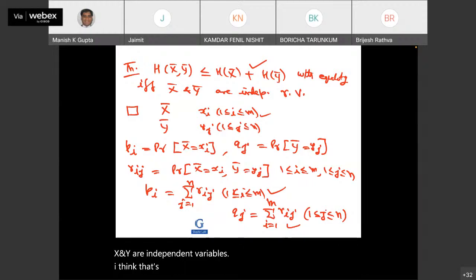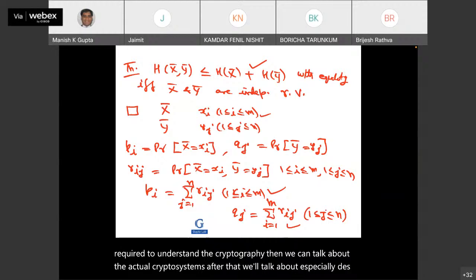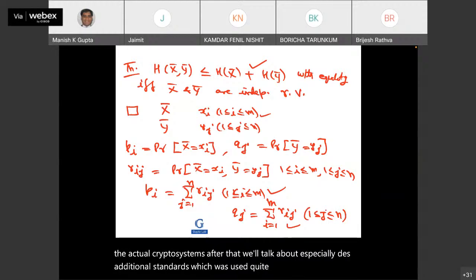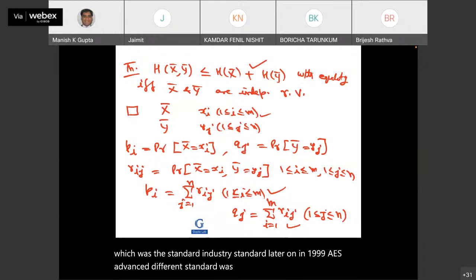In the next class I will talk about a little bit more, and then we are done with the basics required to understand cryptography. Then we can talk about the actual crypto systems. After that, we'll talk especially about DES, the Data Encryption Standard, which was used quite often, and which started from IBM's Lucifer cipher and was an industry standard. Later on, in 1999, AES, the Advanced Encryption Standard, was designed, and that has been used since then. So I'll talk about both of them.